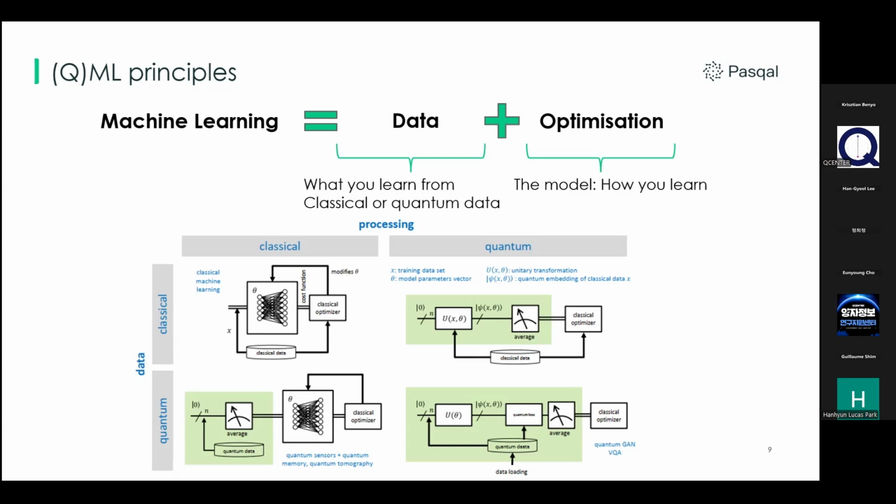So in the foreseeable future, there will always be some kind of classical component associated to this, which is related to the optimization part of the machine learning model itself. The optimization relates to how the model itself is learning.